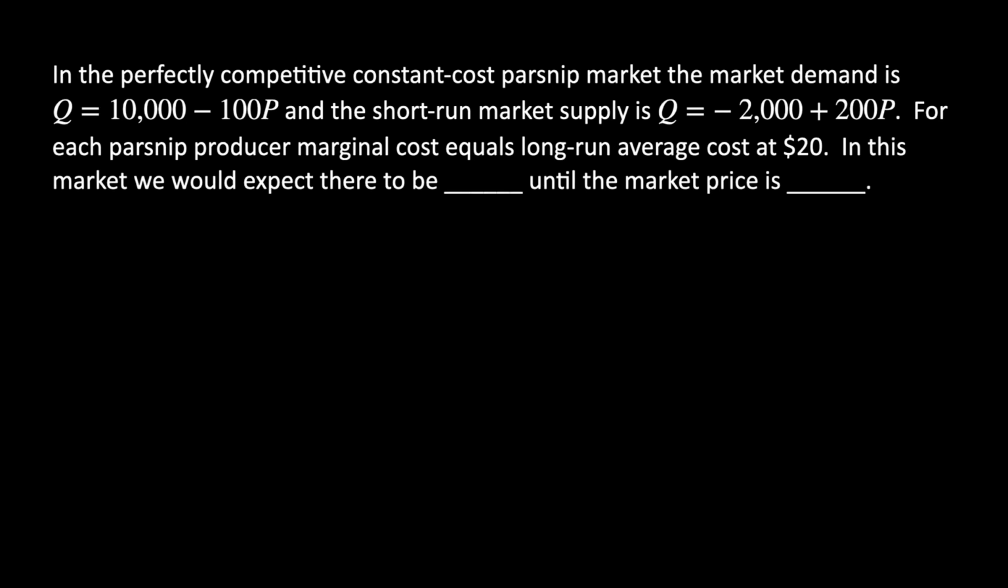In the perfectly competitive constant cost parsnip market, the market demand is Q equals 10,000 minus 100p, and the short-run market supply is Q equals negative 2,000 plus 200p. For each parsnip producer, marginal cost equals long-run average cost at $20. In this market, we would expect there to be blank until the market price is blank.